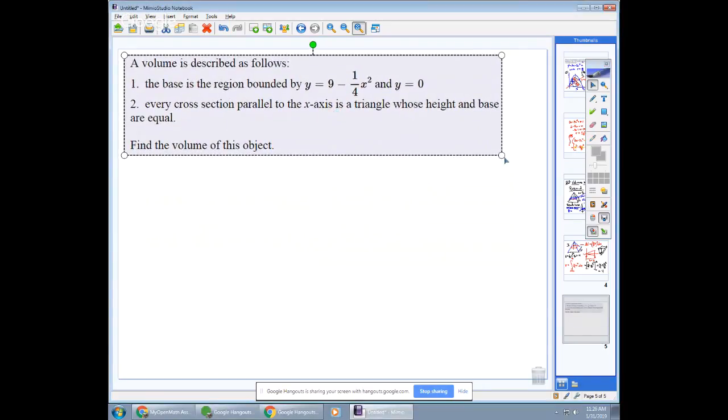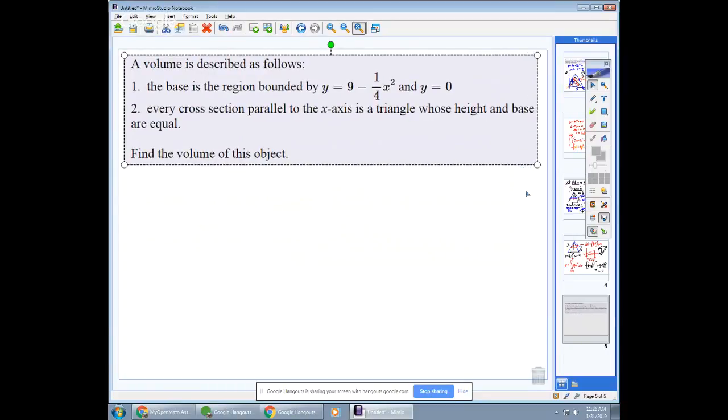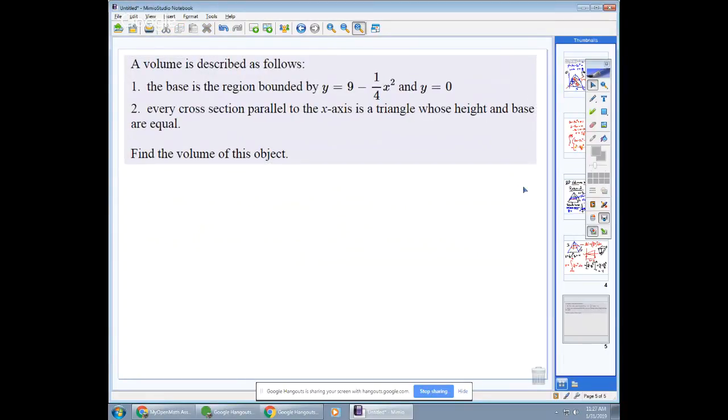All right, so spatial visualization is going to be a big challenge here because we need that to get a picture, to get a formula. So we got a volume described by this situation. The base is going to be related to this sideways parabola here, and the line y equals 0, which is the x-axis. And every cross-section of the three-dimensional object is going to be parallel to the x-axis and is going to be a triangle that has the same base as it does height. Okay. Cool. So now we got to try and visualize all this.